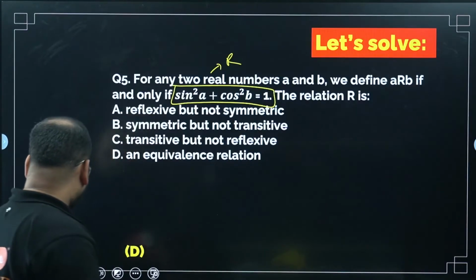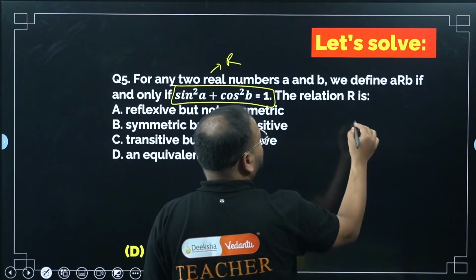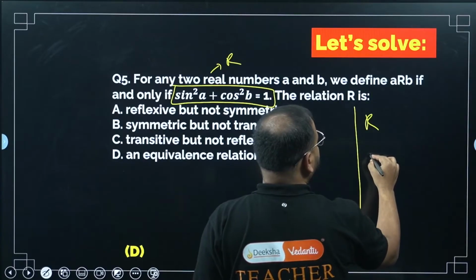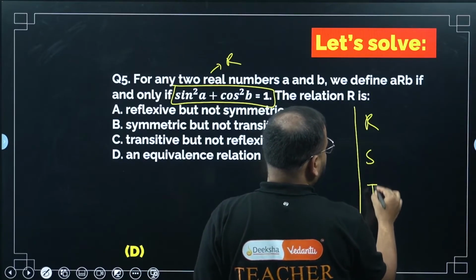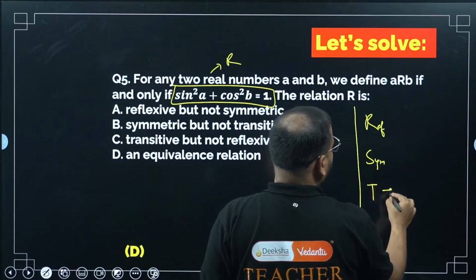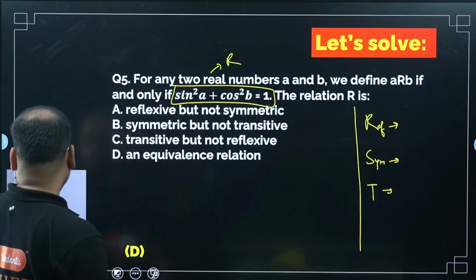Sir, trigonometry, really? Arey, easy toh hai. What is the first thing we do? Likh lo, right? Reflexive, symmetric and transitive. This is my reflexive, this is my symmetric and transitive. We'll check one by one.